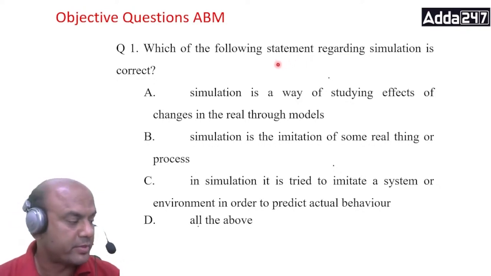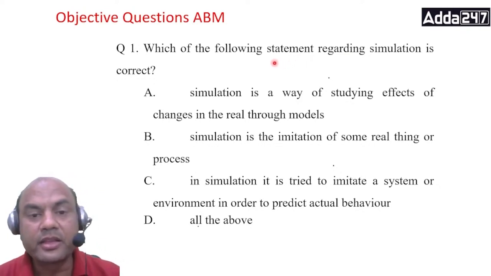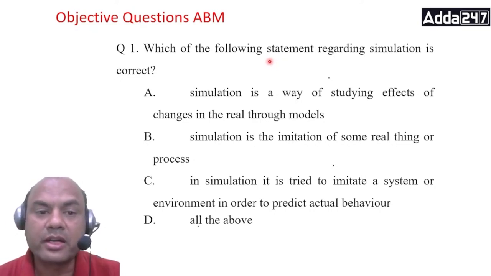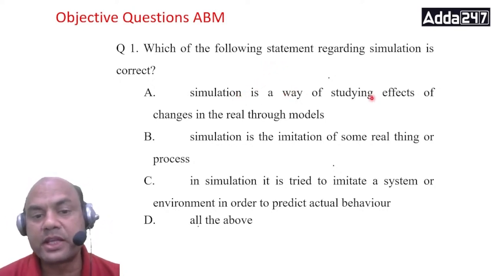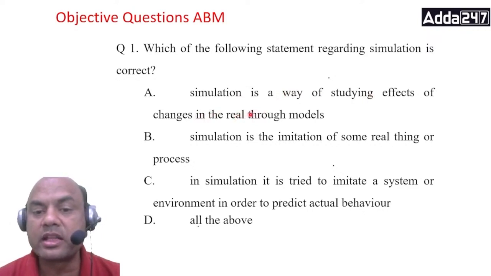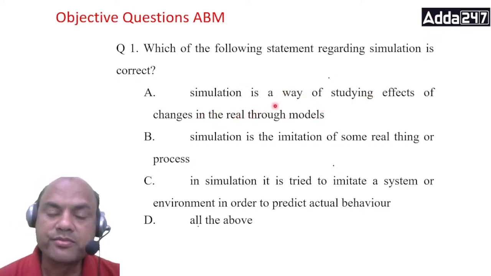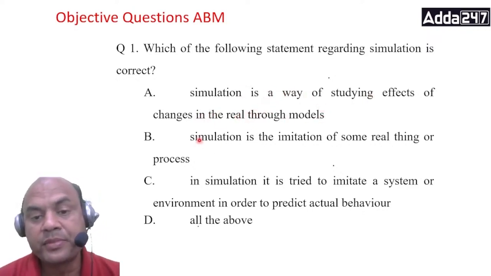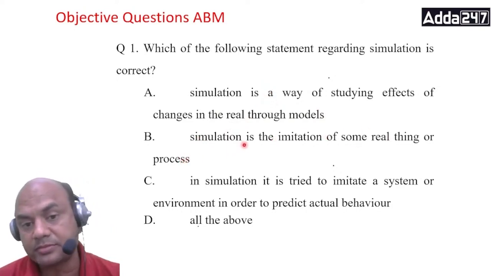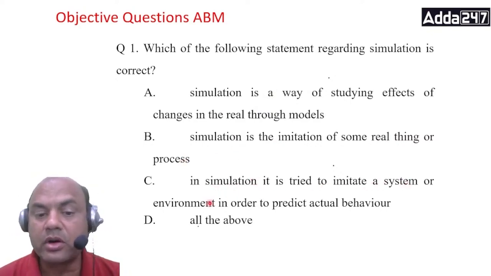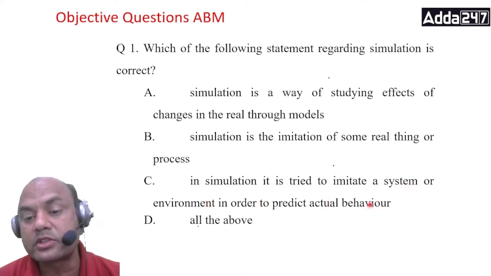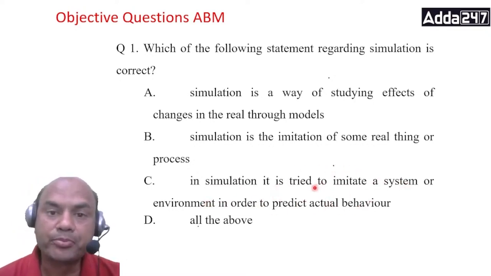So now which of the following statements are correct over here? Simulation is a way of studying effects of changes in the real world through models. That is correct. Simulation is the imitation of some real thing or the process. That is also correct. In simulation, it is tried to imitate a system or environment in order to predict the actual behavior. This is the most important one.